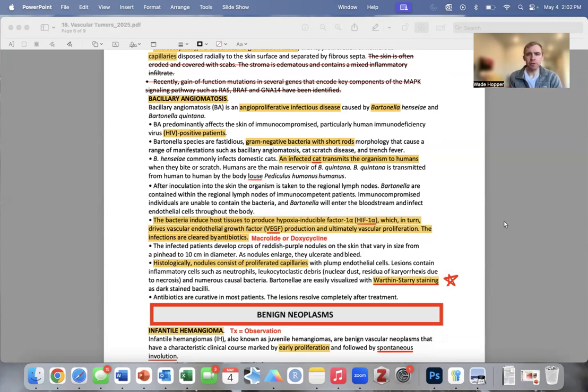The bacteria causes your cells to make hypoxia-inducible factor 1 alpha, which drives VEGF production and ultimately vascular proliferation. And usually that's a good thing. That's why we do cardio, go to the gym. We want to get that VEGF. But here it's limited to the skin. It's not a good thing. It's a problem. So you want to treat it. Again, it's going to be a macrolide or doxycycline.